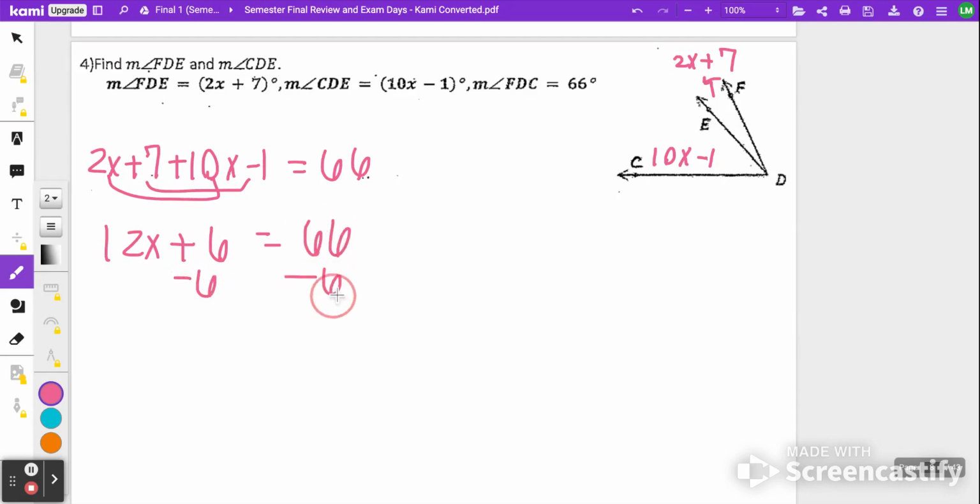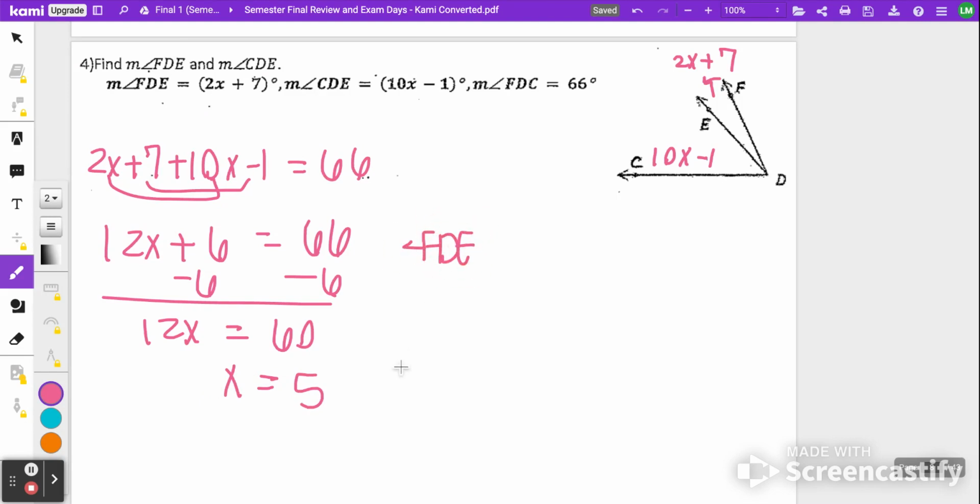Subtract 6 from both sides. 12x is equal to 60. So that means x is equal to 5. So I'm going to plug that back in so I can find angle FDE and angle CDE.